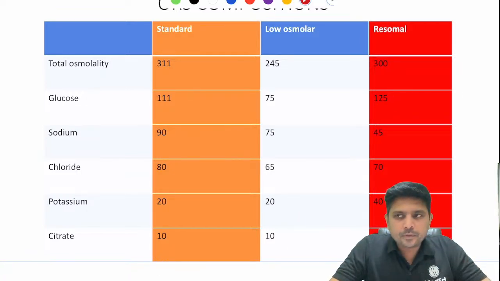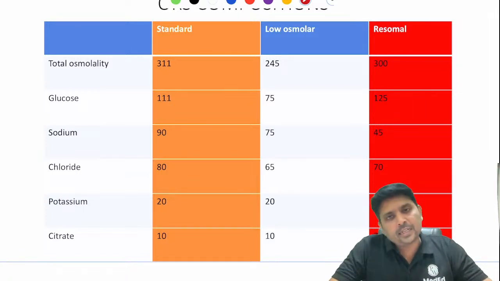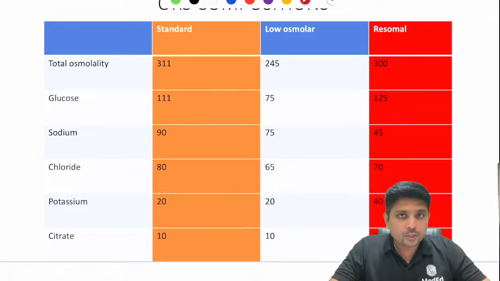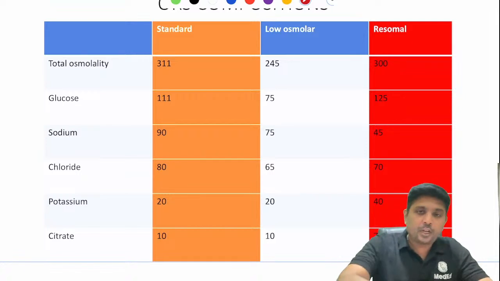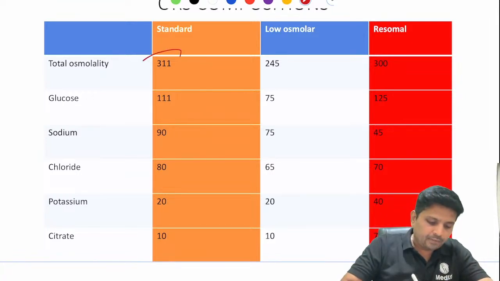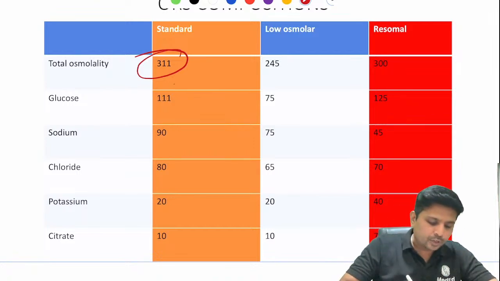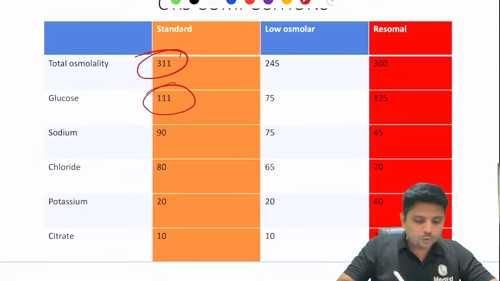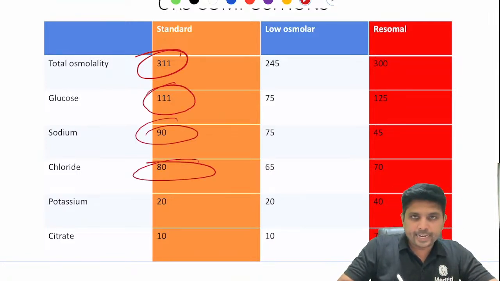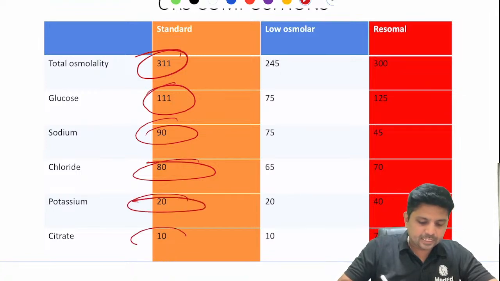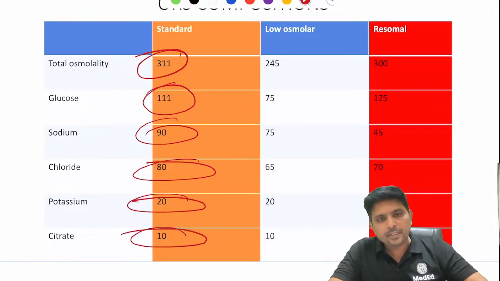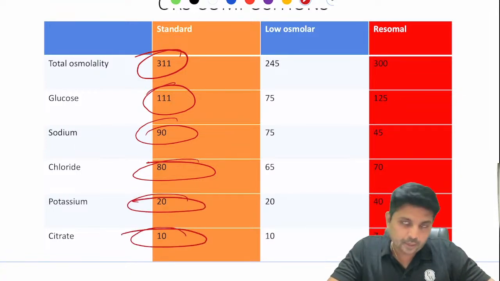Initially, diarrhea was mainly due to cholera, in which the osmolality load in the stool is high, as a result of which the old ORS was designed with an osmolality of 311. Okay, 311 with glucose concentration of 111, sodium 90, chloride 80, potassium 20, citrate 10. This is standard ORS meant for cholera.